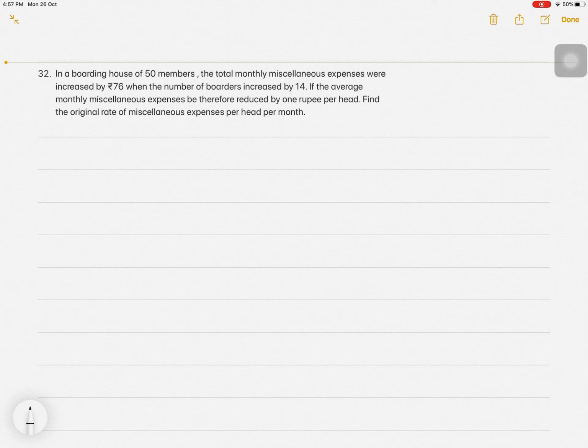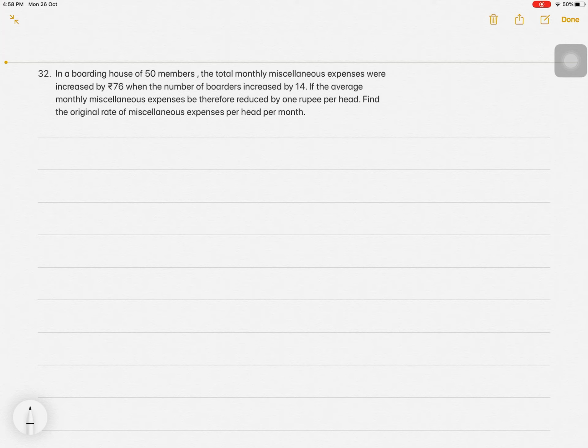Okay, in a boarding house of 50 members, the total monthly miscellaneous expense was increased by 76 when the number of boarders increased by 14. If the average monthly miscellaneous expenses be therefore reduced by 1 rupee per head, find the original rate of miscellaneous expenses per head per month.